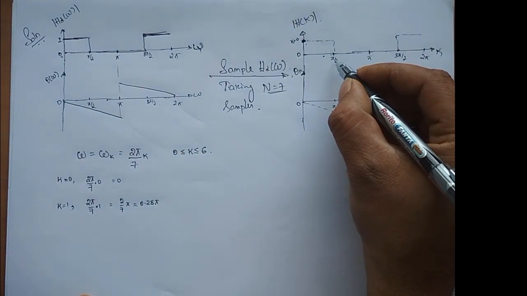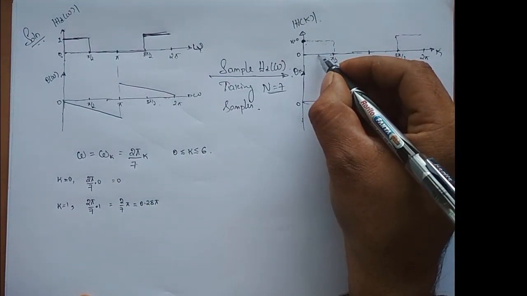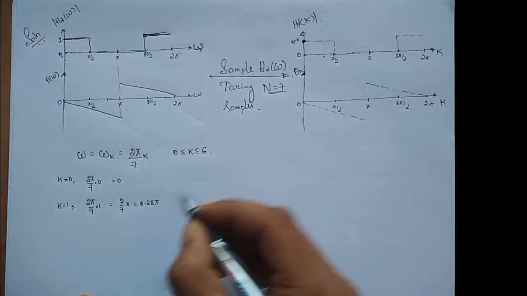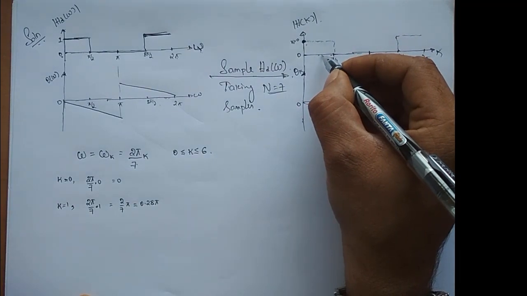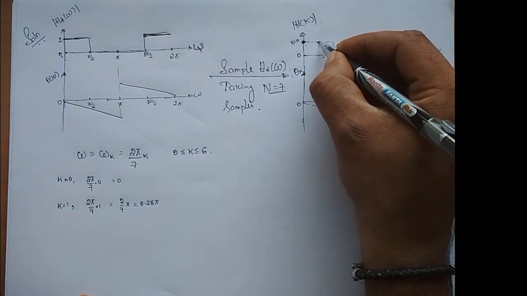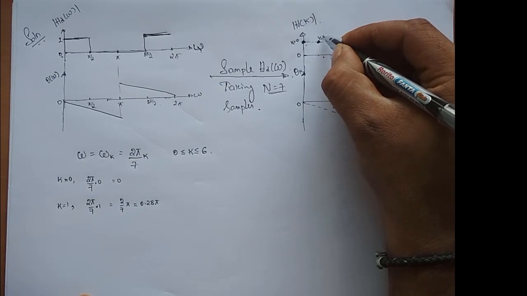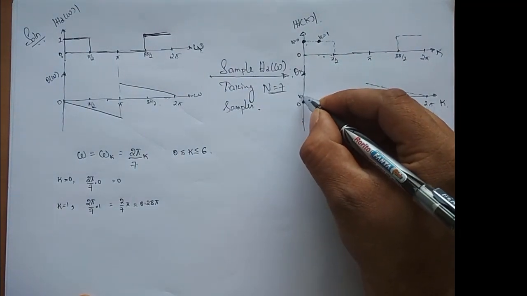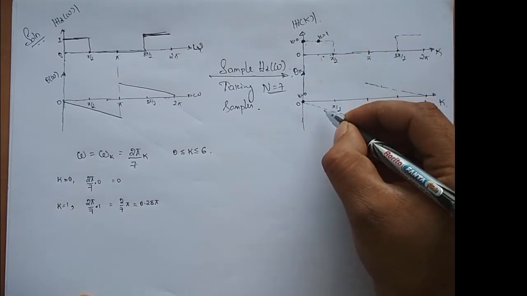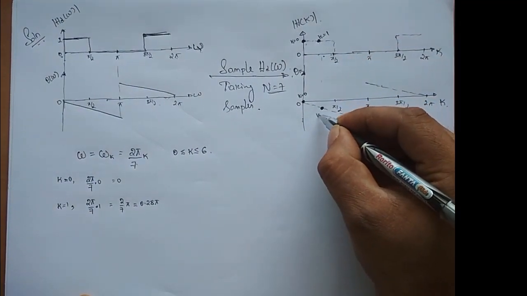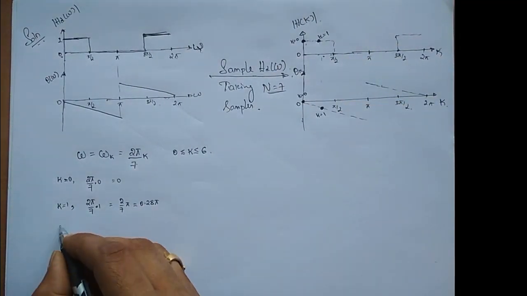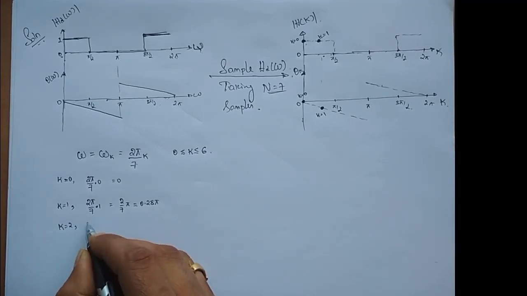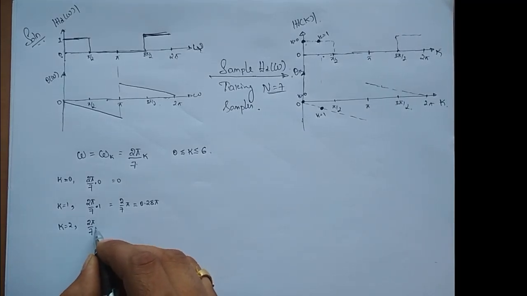So this is 0.5 pi, this is 0.25 pi. So 0.28 is slightly greater than 0.25, so it is somewhere here. This is at k equal to 1. This sample is at k equal to 0, and this sample is at k equal to 1.